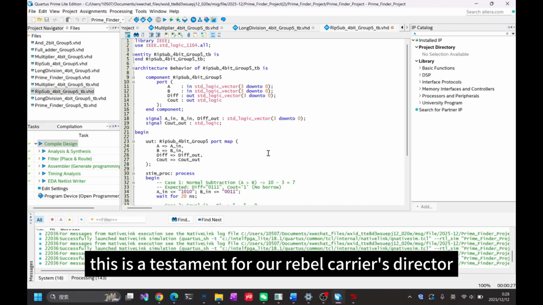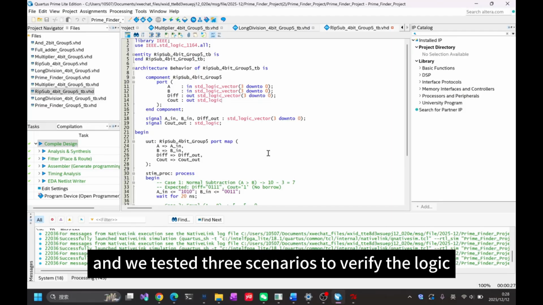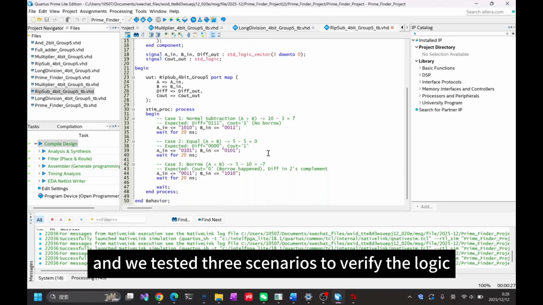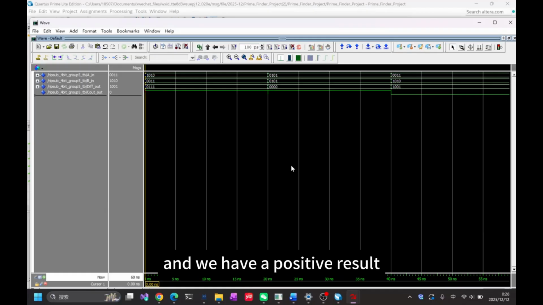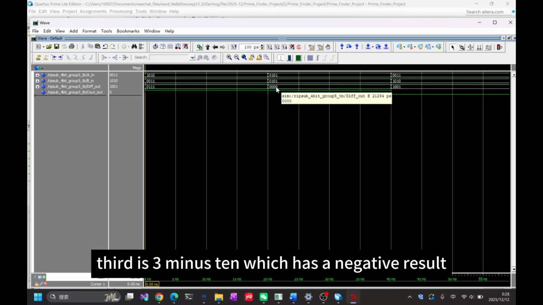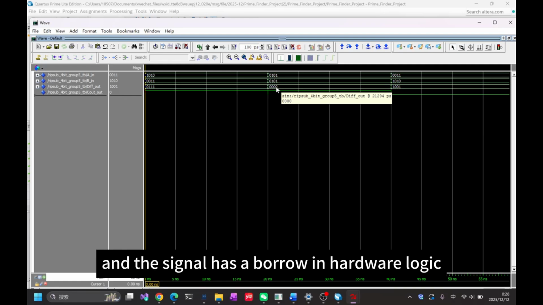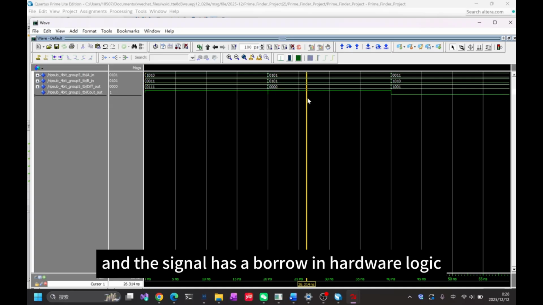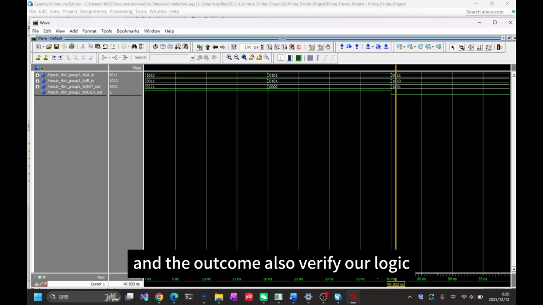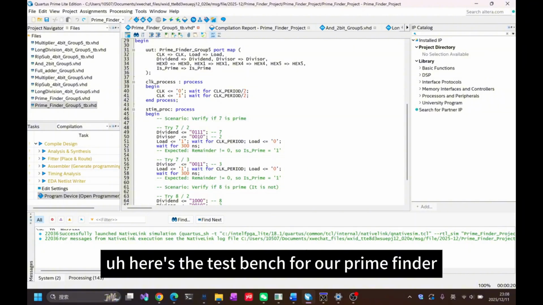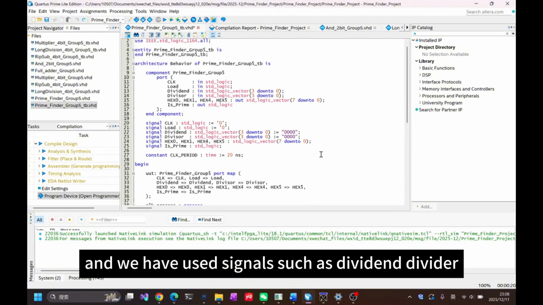This is the test bench for our ripple carry subtractor, and we tested 3 scenarios to verify the logic. The first one is 10 minus 3, and we have a positive result, so the count should stay high, and the result is correct. The second is a simple zero check, and the outcome is also correct. And the third is 3 minus 10, which has a negative result. So we expected the count to drop to 0, and the signal has a borrow in hardware logic, and the outcome also verifies our logic.